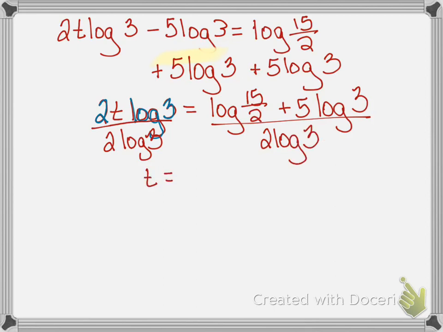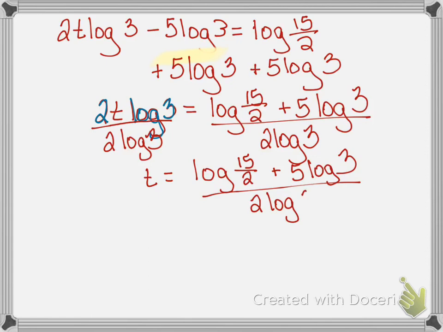Now, on the left, I have my t isolated. And on the right, it looks very complicated, but what I have on the right are numbers. They are all numbers. Did you cancel out the log 3? I cannot cancel out the log 3s. That's a good question, though. To cancel out the log 3, I would have to factor out a log 3. And I can't do that.